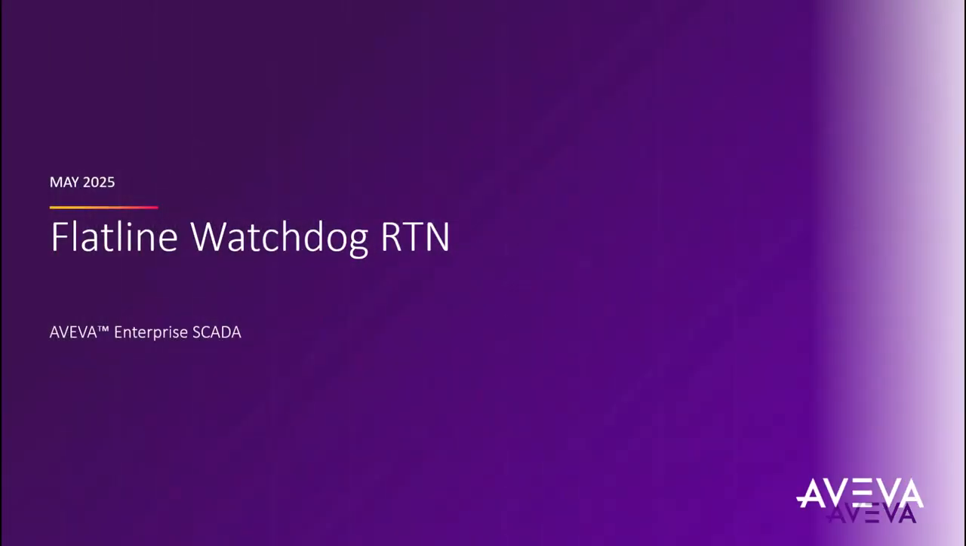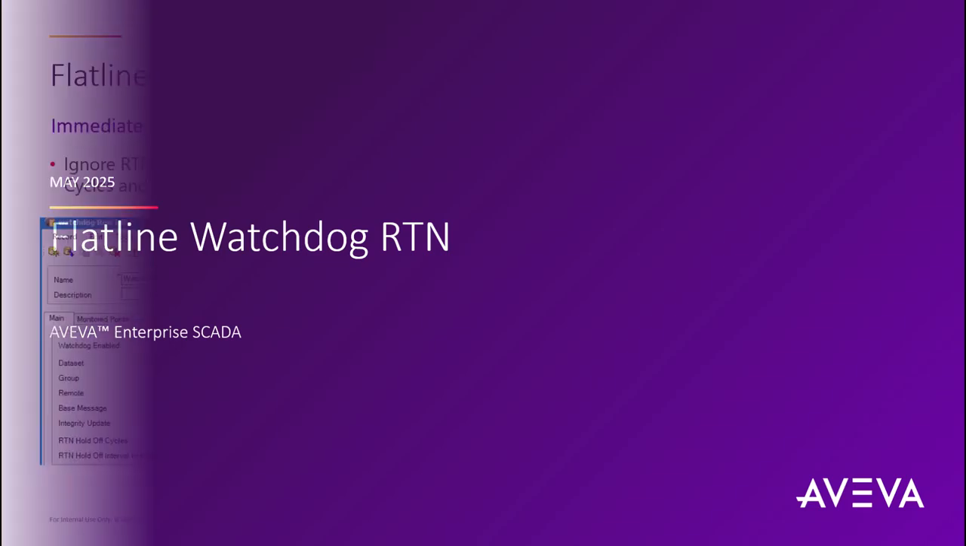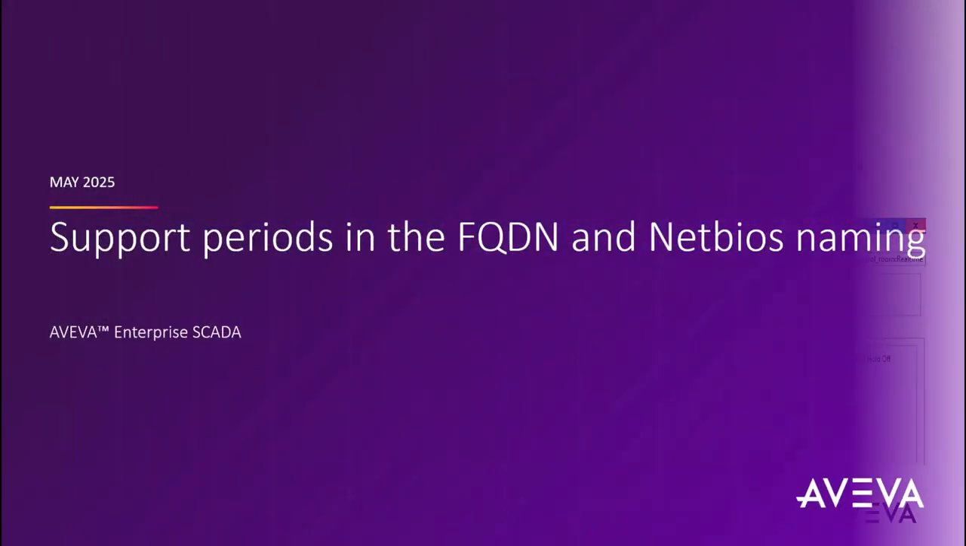Flatline watchdog return to normal enhancement. The flatlined watchdog now returns to normal immediately after receiving the first good value, bypassing the return to normal hold-off cycles and intervals. This gives SCADA administrators more flexibility in handling communication scenarios.